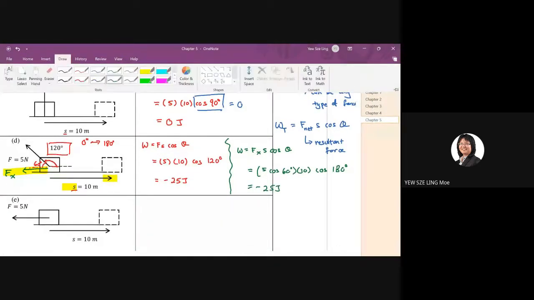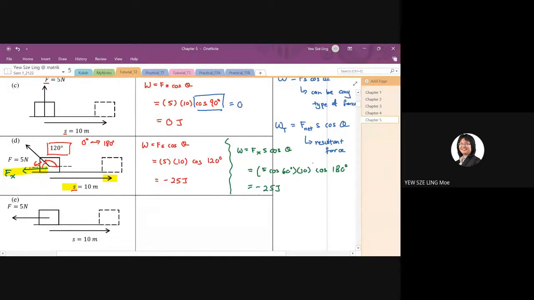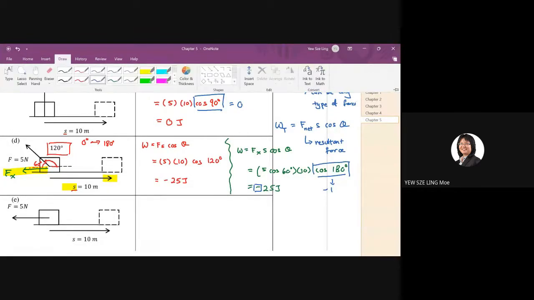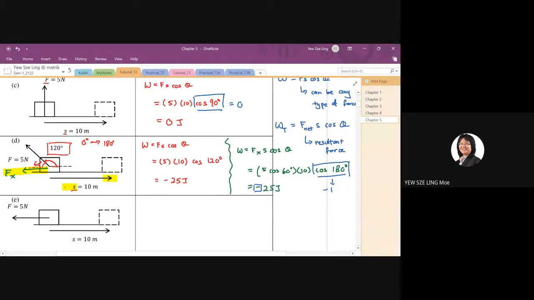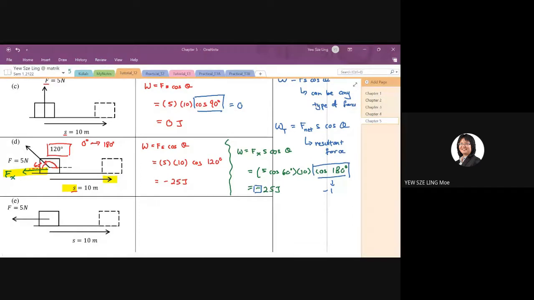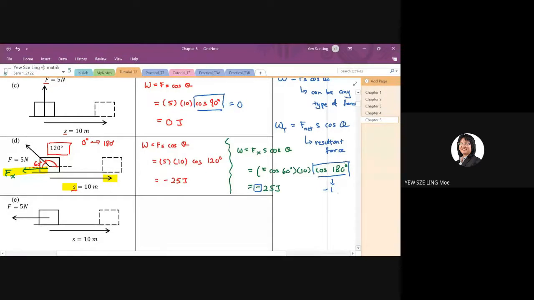You obtain this negative because cos 180 degrees gives you negative 1. All right, so 5 cos 60 times 10 gives you 25 joules, but then cos 180 degrees gives you this negative sign. This negative sign comes from cos 180 degrees because now your Fx and your S are pointing in opposite directions. All right, so this is the fourth question.